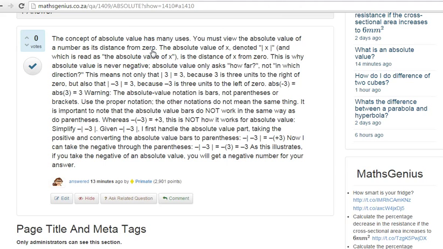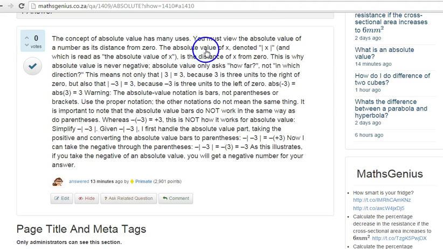So when somebody asks you, what is the absolute value of 3? What they're simply saying is, what is the distance from 0 to 3? So distance is never negative. That's why the absolute value is always positive.